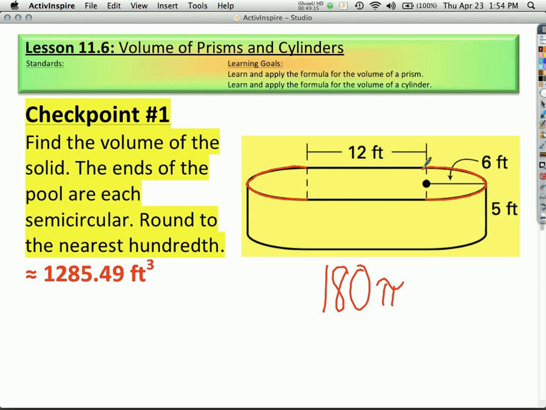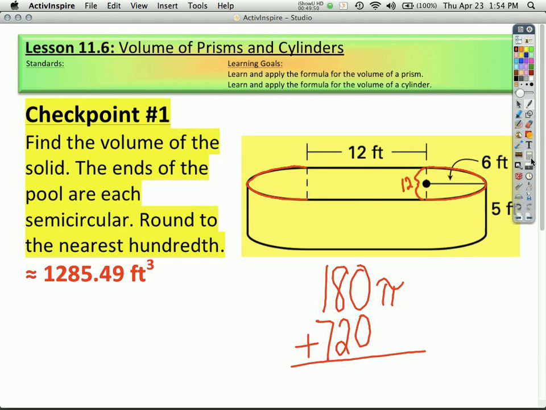So this distance right here is 12, which means the area of that rectangle is 12 times 12, which is 144. 144 times 5 will get you the volume of this rectangular prism in the middle. 144 times 5 comes out to 720. Is that right? Yes. Add them together. Now you can go ahead and evaluate pi.